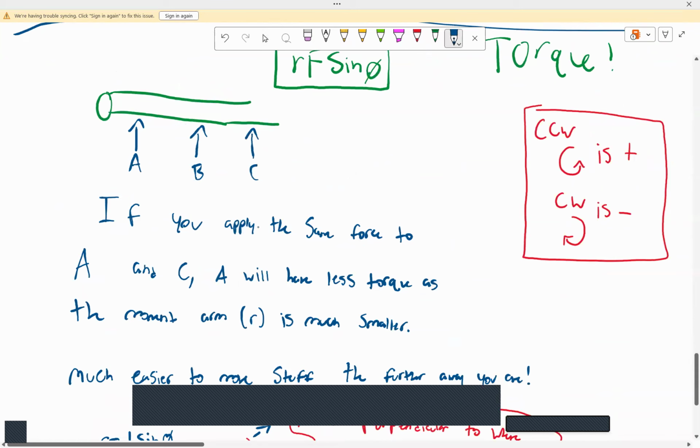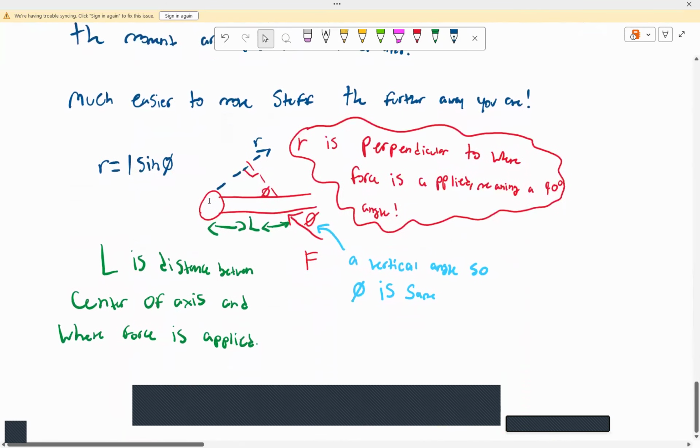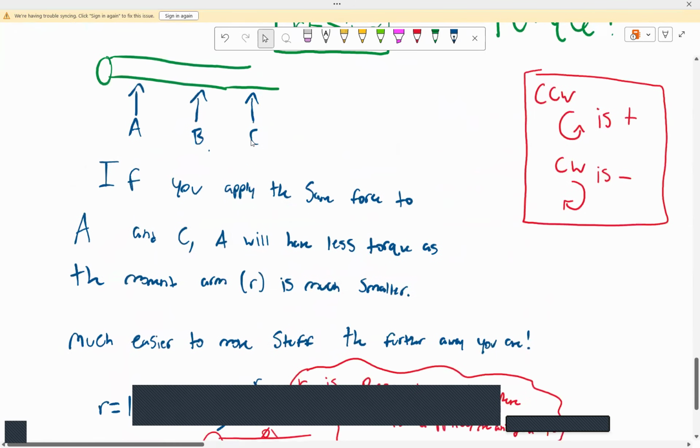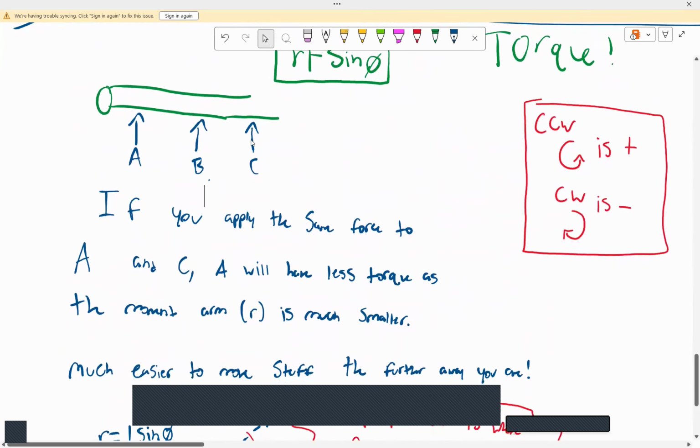Whereas B will have an intermediate torque, because you're still applying the same amount of force, but your moment arm is an intermediate length between A and C. So moment arm is important. It's much easier to move stuff the further away you are, which is why C is the best. Practically, it's much harder to break a pencil if you're closer to the eraser than if you're further away from it.